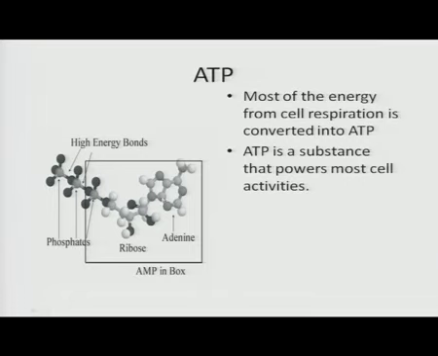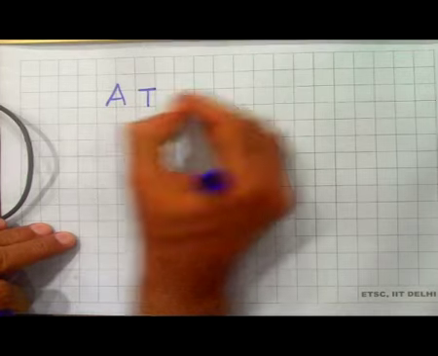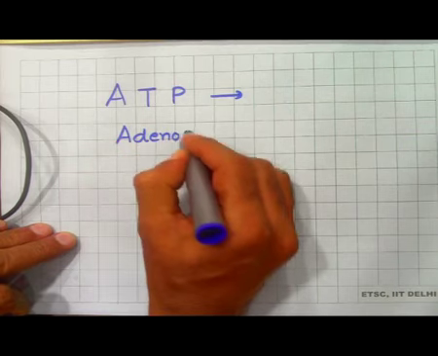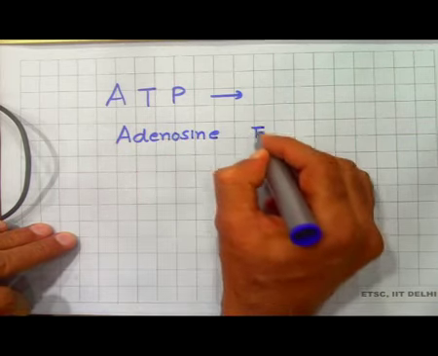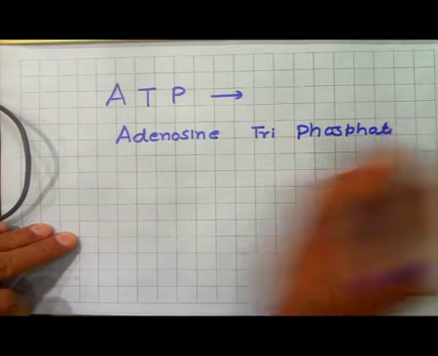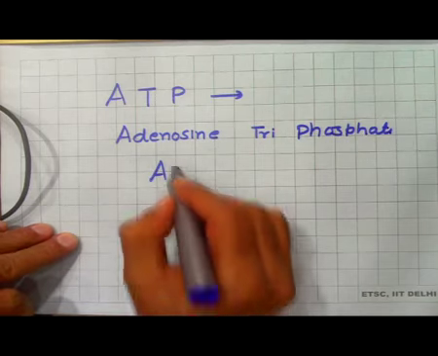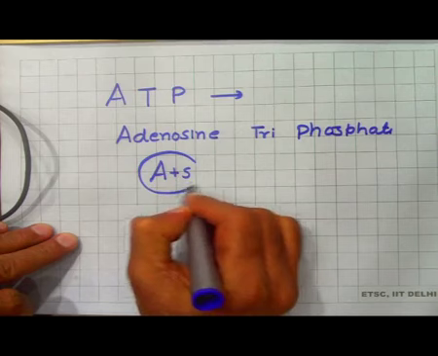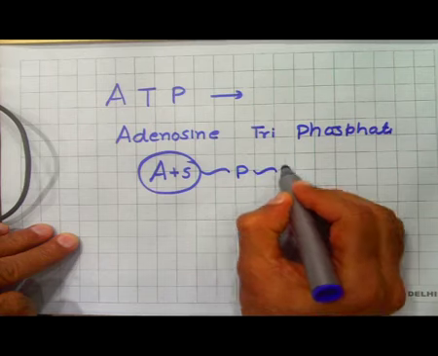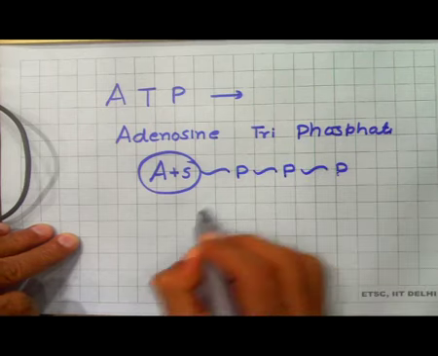Here is the ATP structure. ATP, the full form is adenosine triphosphate. It is made by adenine plus sugar, that is adenosine, and three phosphate molecules. Phosphate is in the form of H3PO4 that forms the ATP.